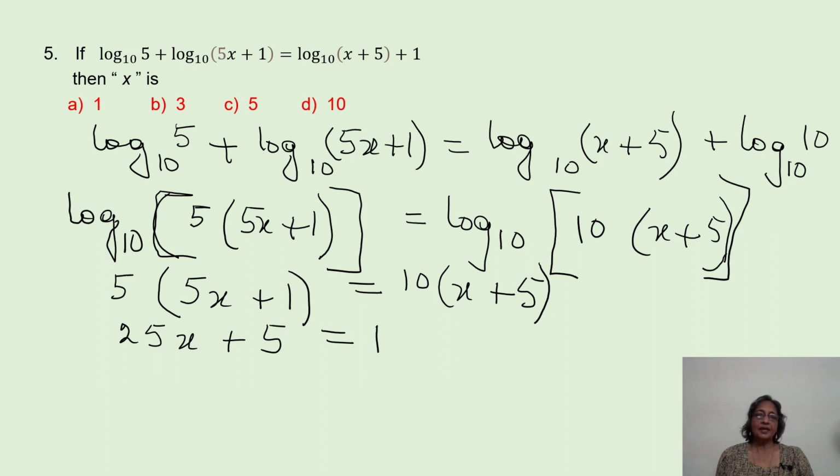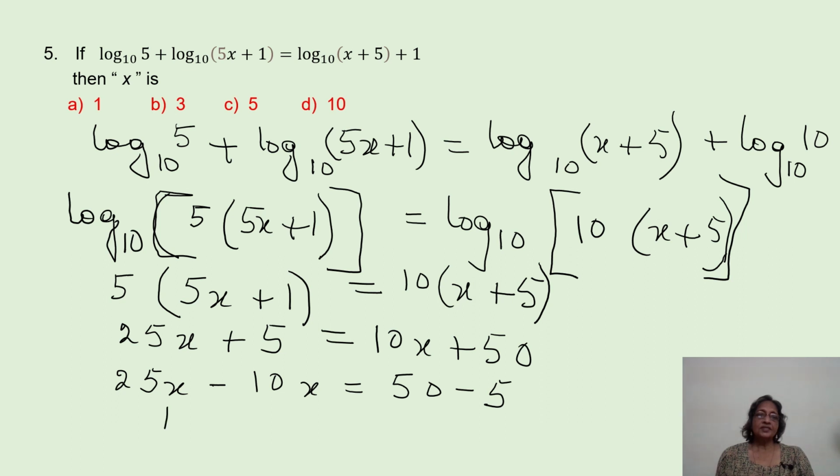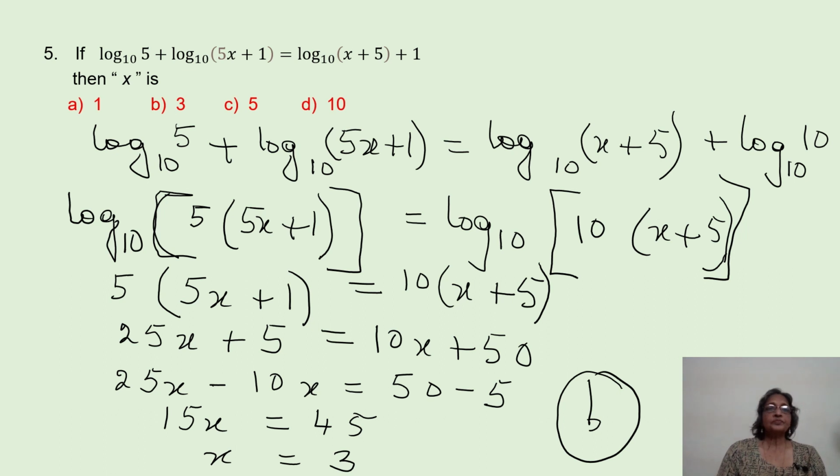So let's see what we get. I'll get 25x minus 10x is equal to 50 minus 5. So this is 15x equal to 45. So x is going to be equal to 3. So the correct answer here is the B option. All right. We have used the product law here.